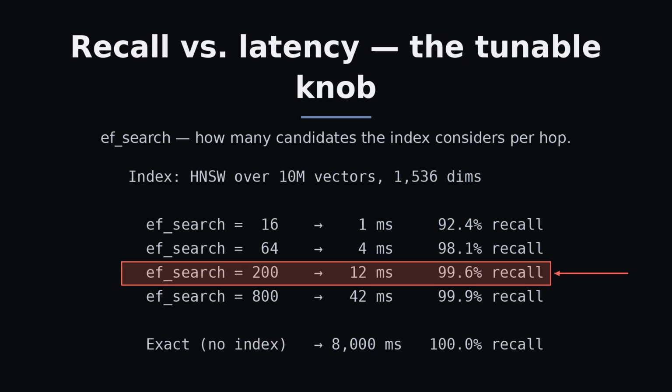Once you're using HNSW, there's one knob you tune. It's called ef_search, basically how many candidates the index keeps in play at each step of the walk. Crank it up and you check more options, get higher recall, and spend more milliseconds. Turn it down and you go faster, but miss more. The numbers shift with your data, but the shape is always the same. On 10 million vectors, you can hit 98% recall in 4 milliseconds, 99.6% in 12. The exact search baseline takes 8 seconds. Most teams land between 64 and 200. It's almost always the right pocket. This is the entire performance story. One knob, pick a point on the curve.